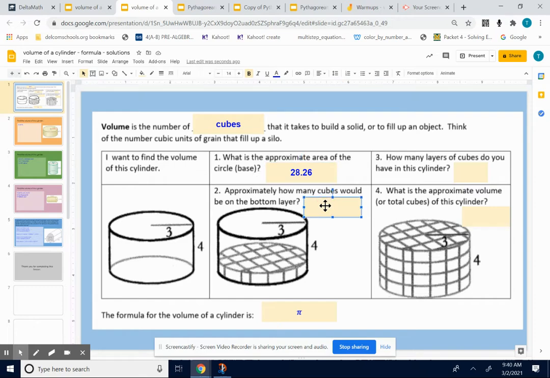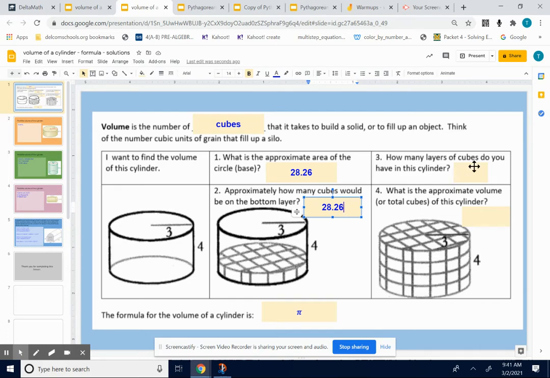Now think about how many cubes would be sitting on top of those squares. Actually, there's going to be a cube on top of every square of the area of your circle. So there's really going to be 28.26 cubes on the bottom layer. Does that make sense? There's going to be approximately 28.26 cubes right here on the bottom layer of the cylinder.